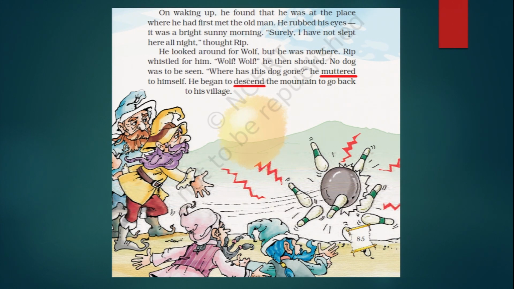Now, after waking up, he was shouting for his dog, but he couldn't find the dog anywhere. So, where has the dog gone? He muttered to himself, where is the dog? The dog was with me, but now the dog is not anywhere. So, he thought, let's go back to the village, and maybe there I will find my dog. So, he started to go back to his village by coming down from the mountains.